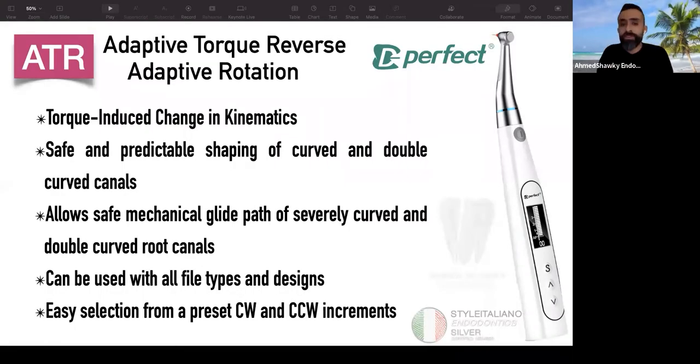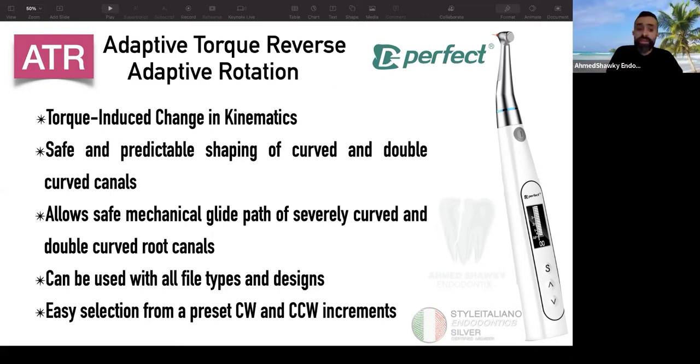So the adaptive torque rotation or adaptive torque reverse is the torque-induced change in kinematics, safe and predictable shaping of curved and double curved canals, allows safe mechanical glide path of severely curved canals, can be used with any file design because, as we said, we have to respect the blades, and then we can use any rotary file in reciprocating motion. This is an application of this perspective.